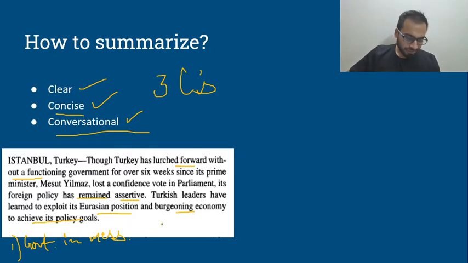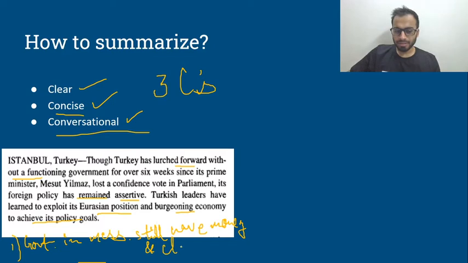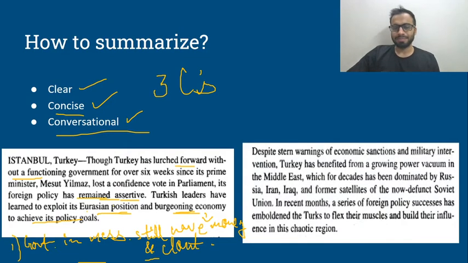Why is foreign policy working fine? Because they still have money and clout. Right? This is what they're saying: we have remained assertive because we are exploiting our Eurasian position, that means clout, and burgeoning economy, that means money, right? So I've summarized this para in how many words? 1, 2, 3, 4, 5, 6, 7, 8. 8 words maximum. मतलब जितना छोटा हो सके मैंने उतना छोटा लिखने की कोशिश करी, and this is what you have to do. Let's try this again.